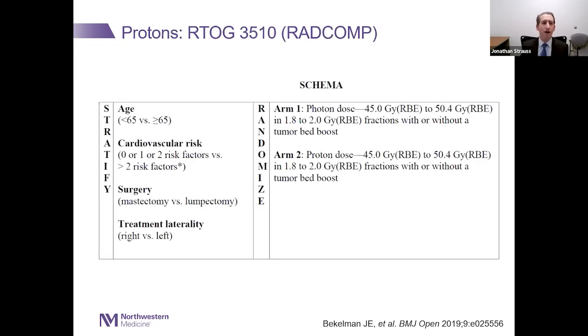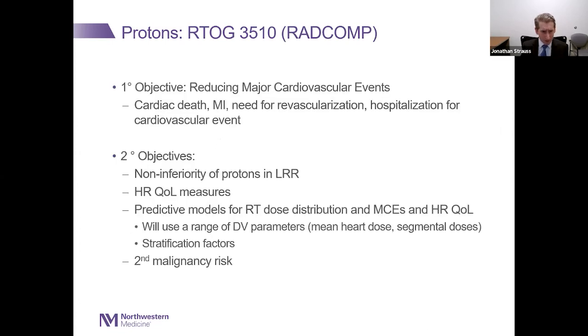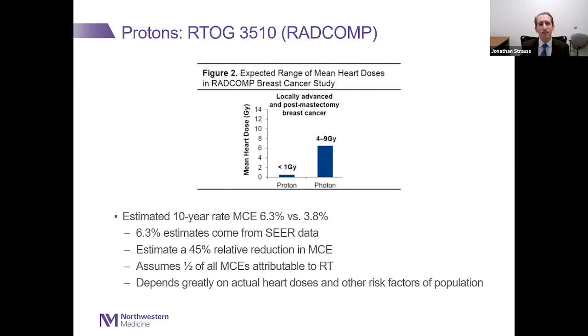Here I present a little bit of a proton trial that's ongoing, that's randomizing patients between photons and protons, and then looking at cardiac events. And this is the idea that protons may be one tool in our arsenal for reducing cardiac dose, with major coronary events being the primary outcome of this trial. And this trial has estimated that with photons we'll deliver between 4 and 9 gray to the heart, and with protons less than 1 gray.